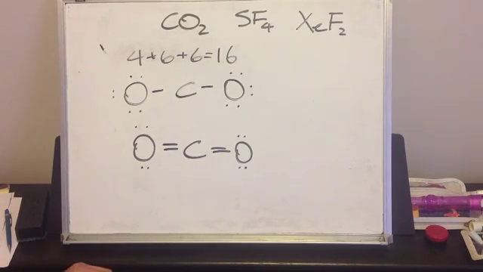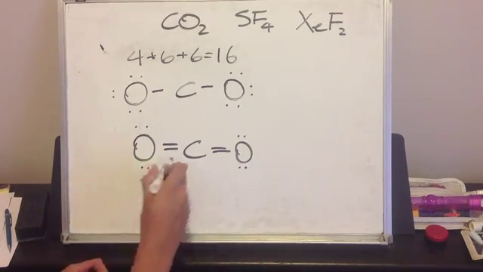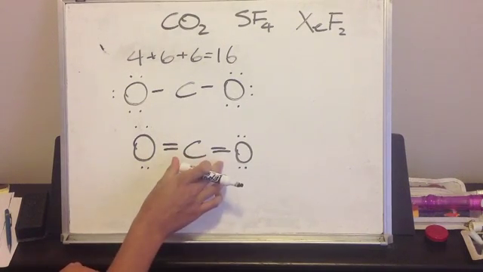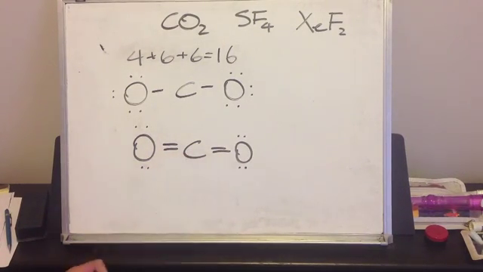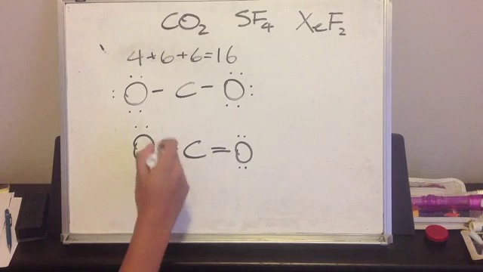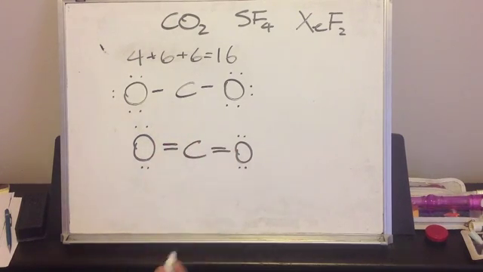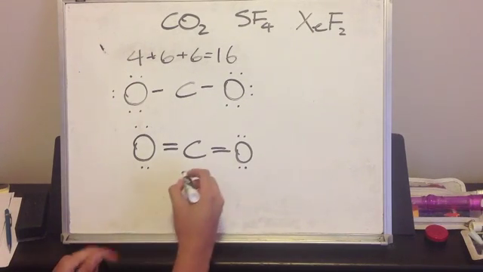Now the molecular geometry is linear because there are 2 bonding domains and 0 non-bonding domains. And also from this, we see that there's a total of 2 electron domains, meaning that the central atom has a hybridization of sp.